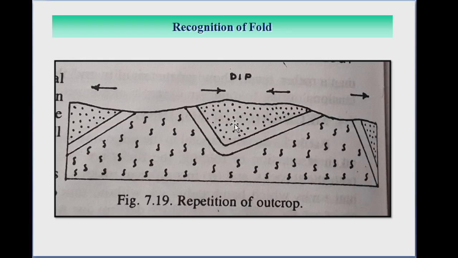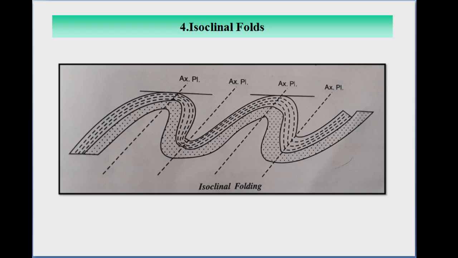Okay, in the case of the overturned or isoclinal fold, where all the limbs dip in the same direction, in the figure you can see that here is an isoclinal fold. So in the case of this isoclinal fold, all the limbs dip in the same direction. Detailed observations are necessary to recognize the anticlines or synclines type of the fold.